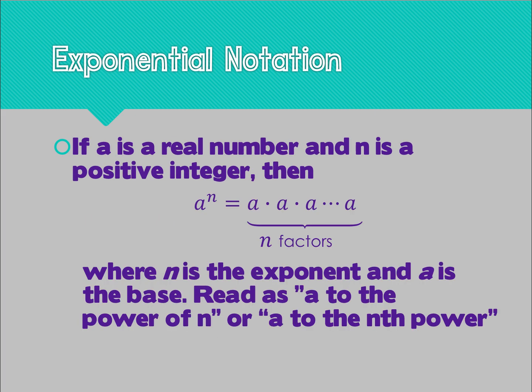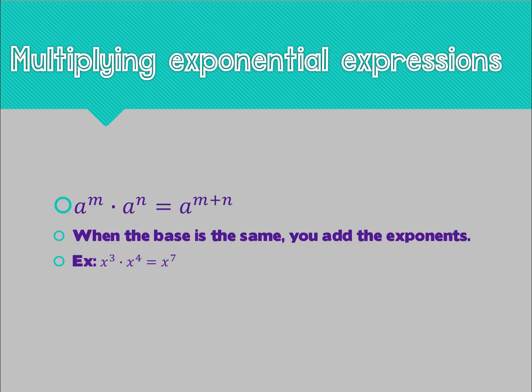This would be the case here. A is going to be a real number, and n is a positive integer. Then you could go backwards. If this said like 4 to the 3rd power, you could write that as 4 times 4 times 4. If you had x to the 3rd power, that would be the same as x times x times x. And we read it as maybe 4 to the power of 3, or you could say 4 to the 3rd power.